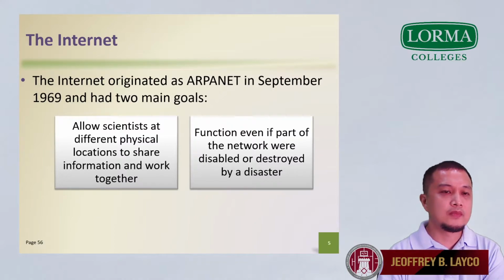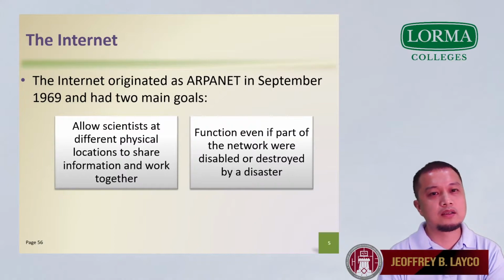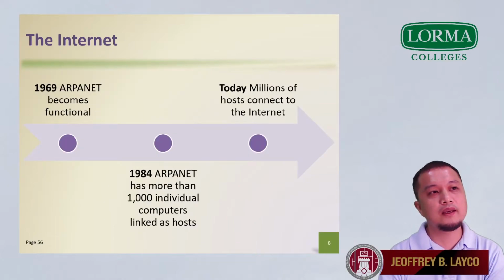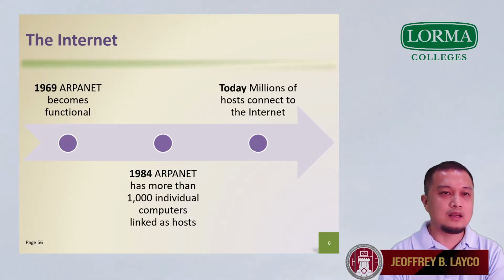And that network is called ARPANET. This became functional sometime in September of 1969, and it linked scientific and academic researchers across the United States. Originally, ARPANET consisted of 4 main computers, located at the University of California in Los Angeles, as well as the University of California in Santa Barbara.